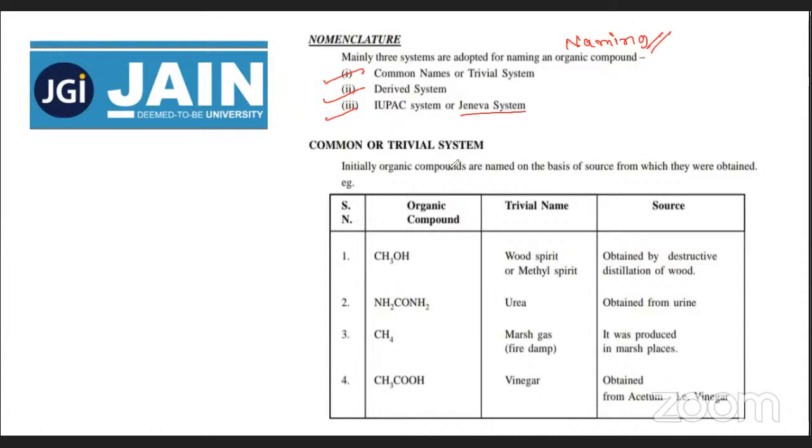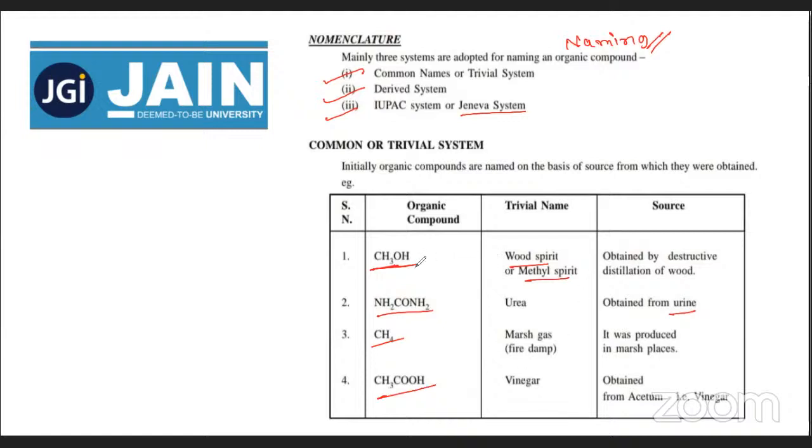Starting with the common or trivial name, this is CH3OH. Its trivial name is wood spirit or methyl spirit. Its source is destructive distillation of wood. This is urea, obtained from urine. Methane is marsh gas, or fire damp, where you'll find mud; from there it is released. It was produced in marsh places.